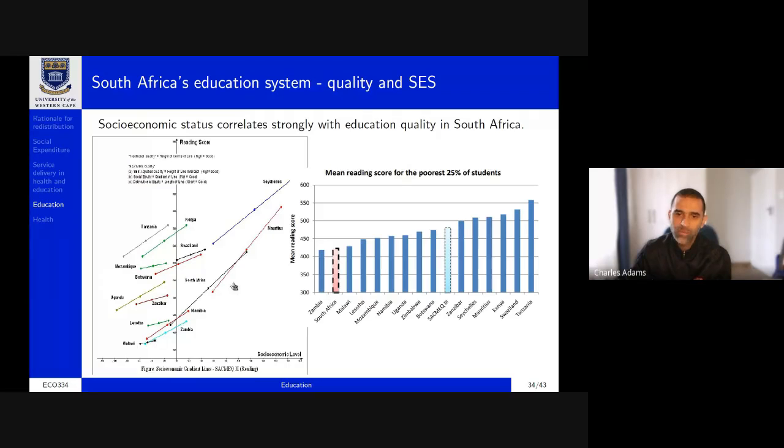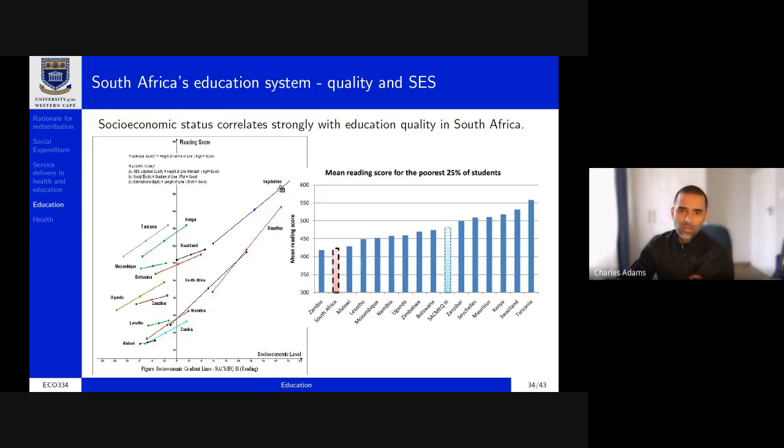Now, South Africa doesn't have the steepest line. Mauritius actually does. But we do have the longest line here. And the position of the line is also significant. The position tells you the level at which people are scoring, right? So the lower the line is, the worse the students are performing.